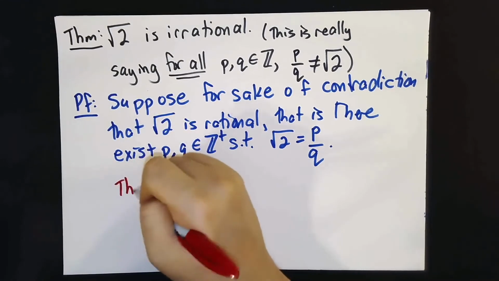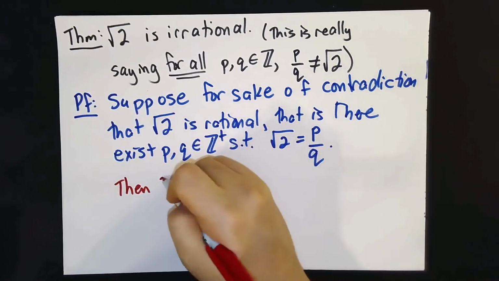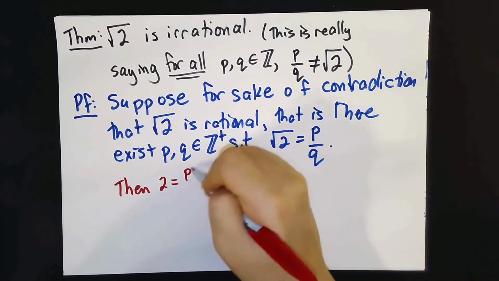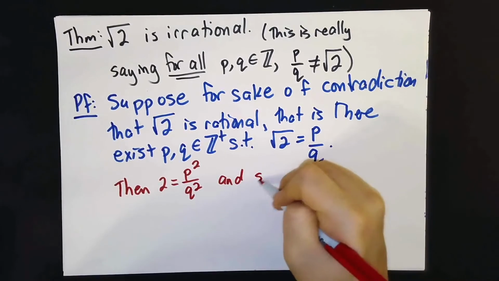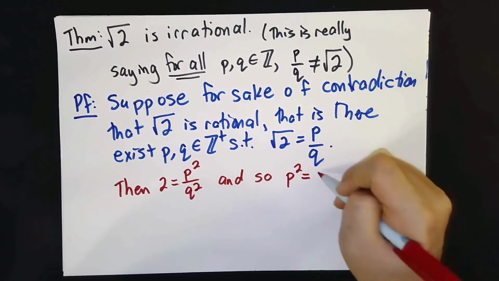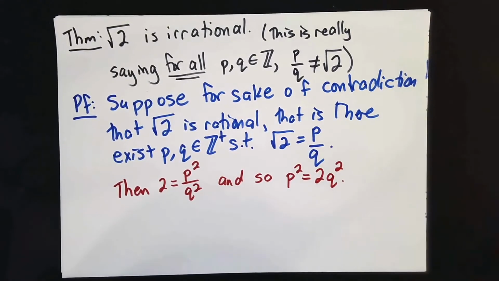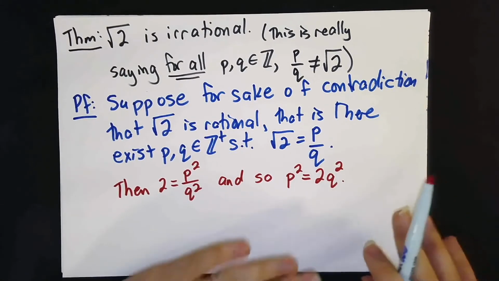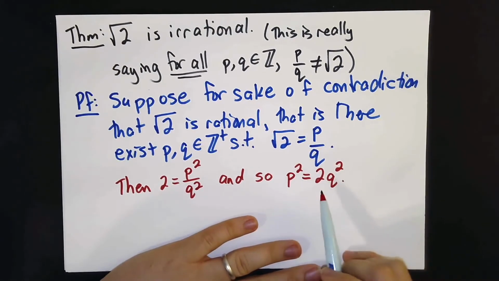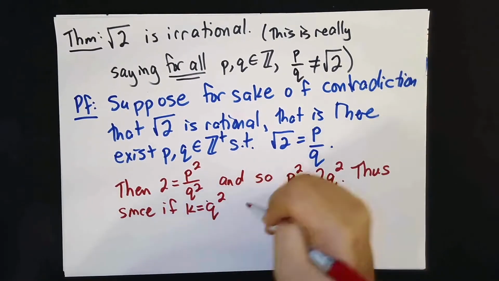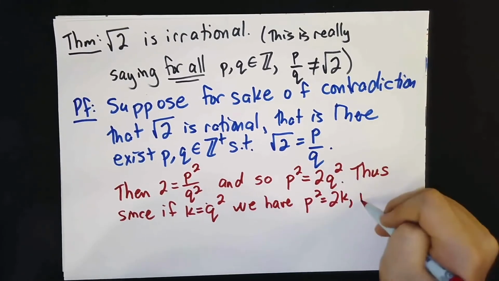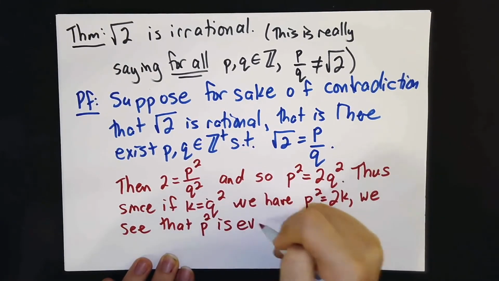Well, then, 2 is the same thing as P squared over Q squared. And so, in fact, what does that mean? That means P squared is equal to 2Q squared. Now, this actually tells me something that I might not see right away. Namely, this tells me that P squared is even. And that's just because if K is Q squared, then P squared is 2K. So it's even by definition.